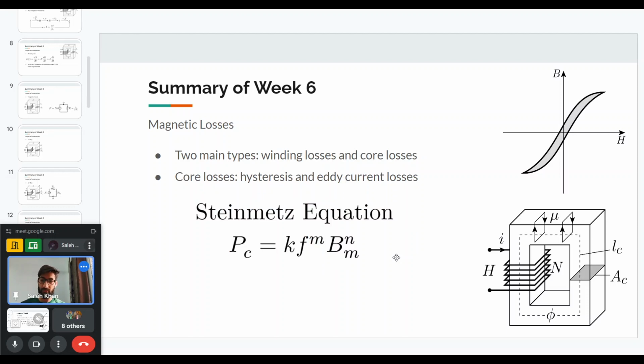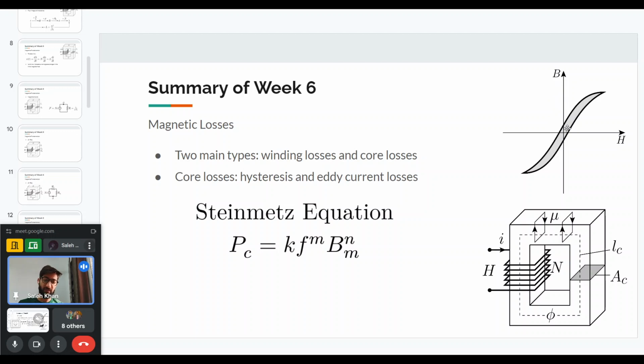One is called the hysteresis losses, and another is called eddy current losses. So hysteresis, you may have read before that. What we saw previously, the BH curve, where for a particular H we got a particular value of magnetic flux density B.